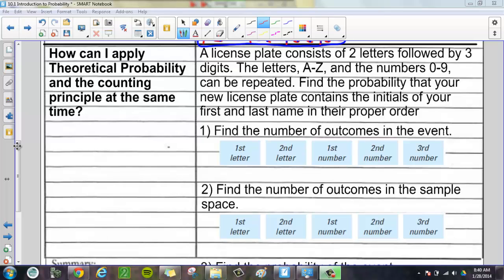Now let's put it all together. Let's try to apply the theoretical probability theorem and the counting principle at the same time to find the probability of this problem to the right. So we have this scenario.